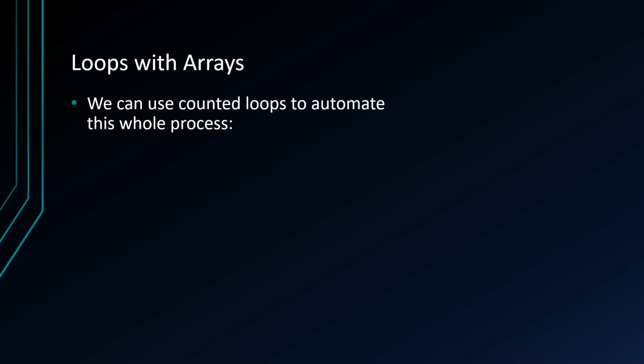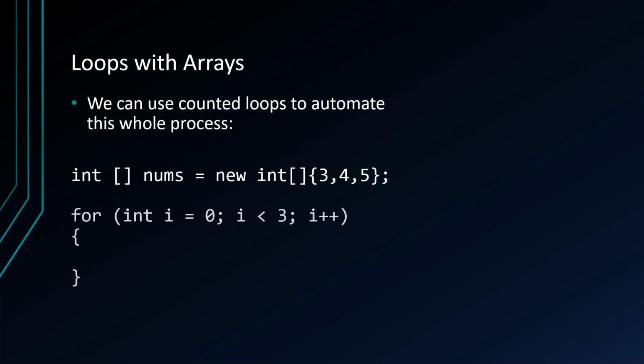We can use counted loops to automate this whole process. Again, that's why we started programming in the first place. So looking at this, imagine I have that same integer array, 3, 4, 5. Now I'm going to use a for loop to go through every single element of that array. I'm iterating through the array is the way we say this. What that means is I'm going to loop through and look at every single element of the array.